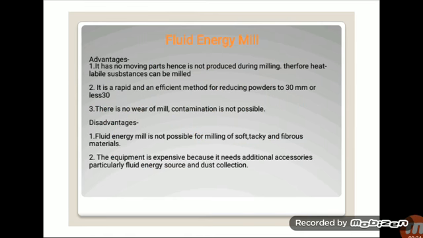Now what are the advantages of the fluid energy mill? The first advantage is that it has no moving parts. There is no moving part, so it cannot produce any heat, so it is useful for heat labile substances. It is a rapid and efficient method for reducing powders to less than 30 microns, and there is no wearing of the mill, so there is less chance of contamination, or no contamination.